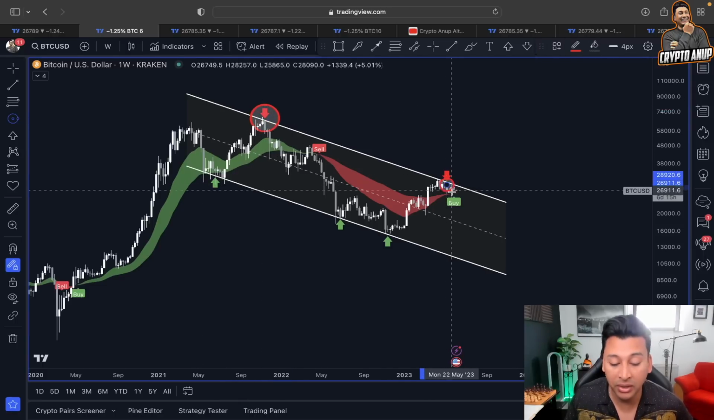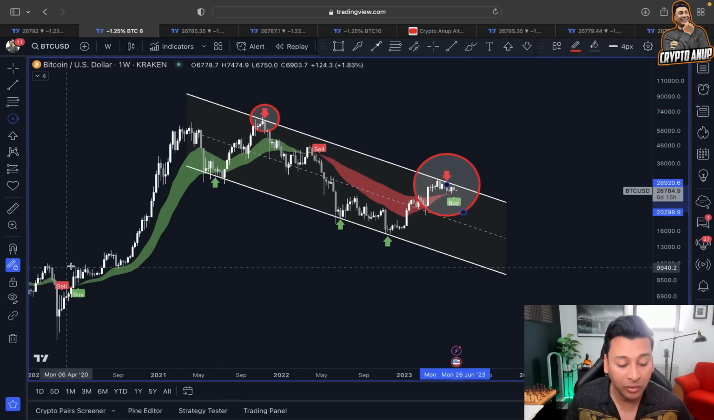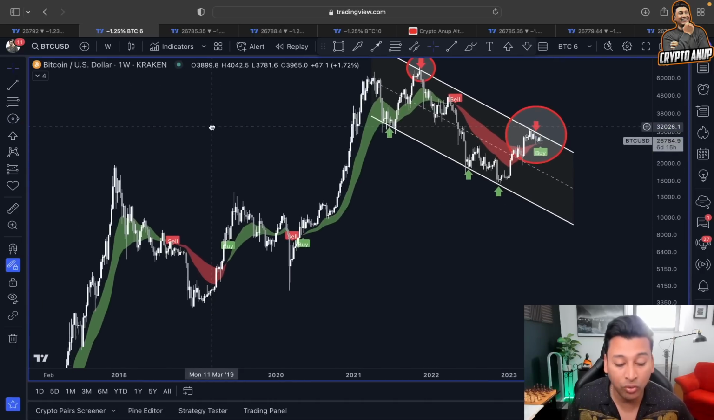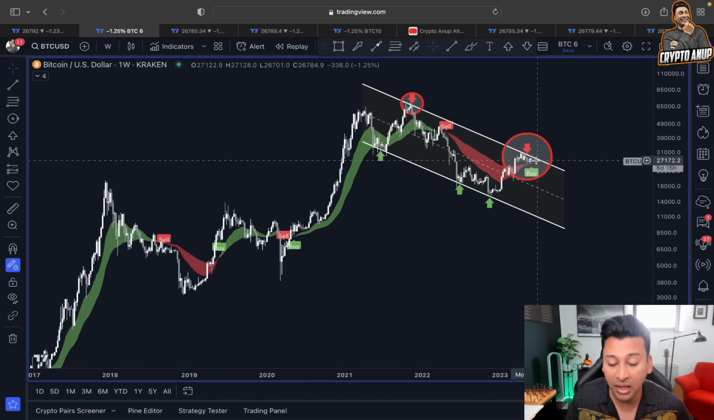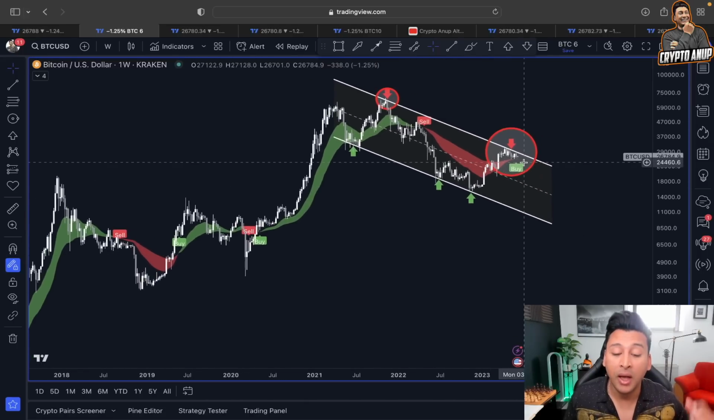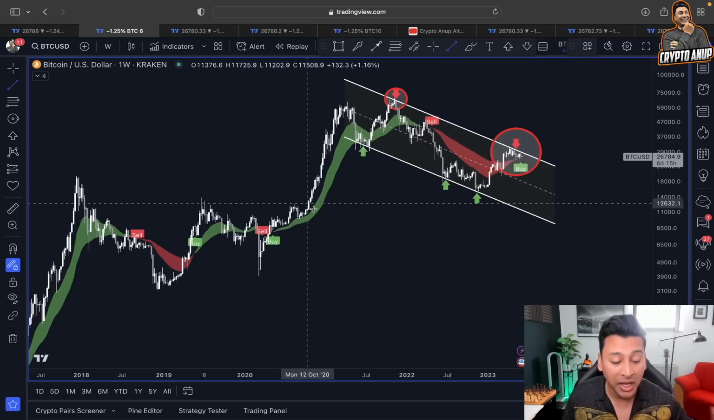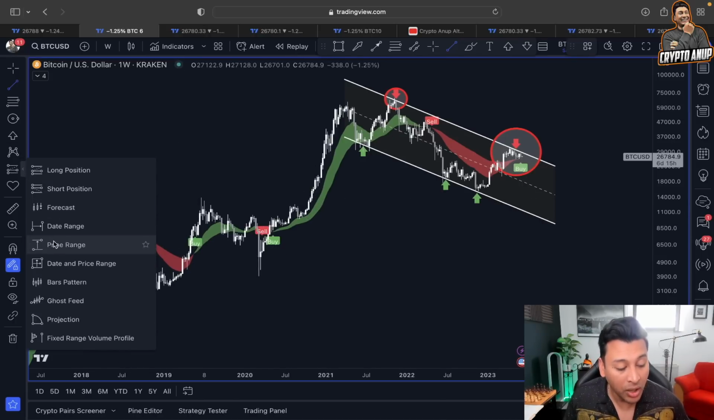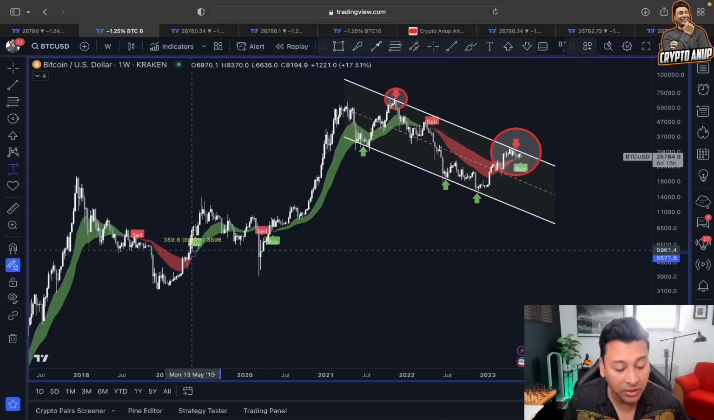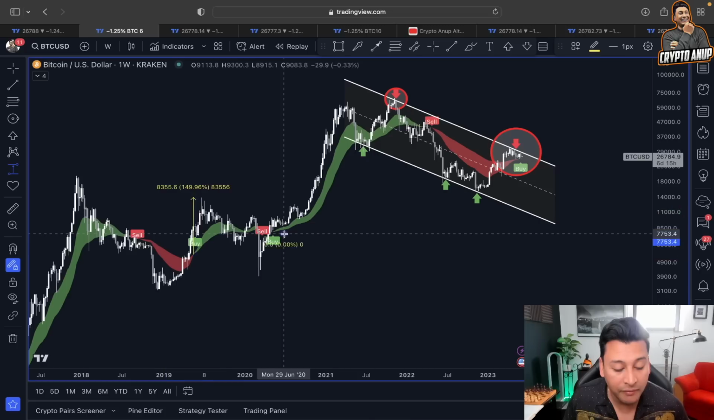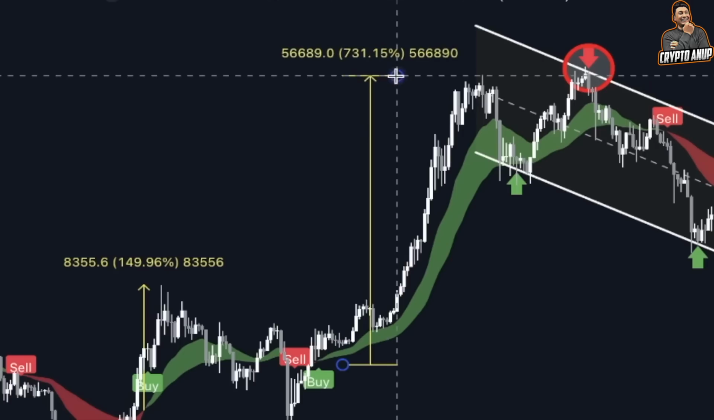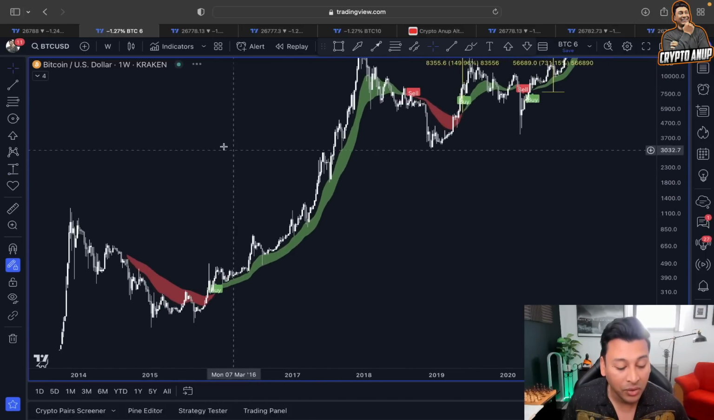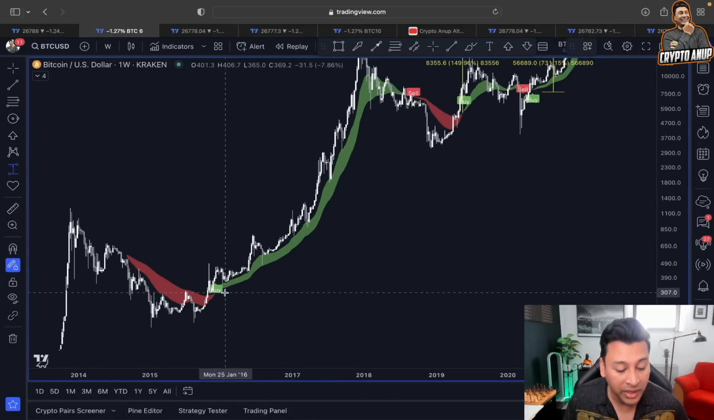That's very clear. But if you use this crypto Anup buy sell indicator for weekly time frame, this indicator has just flashed a buy signal. So that's why in a weekly time frame, whenever we have seen this crypto Anup buy sell indicator flashing a buy signal, it has resulted in some very massive movement, and this is exactly what we are being flashed right now as well.